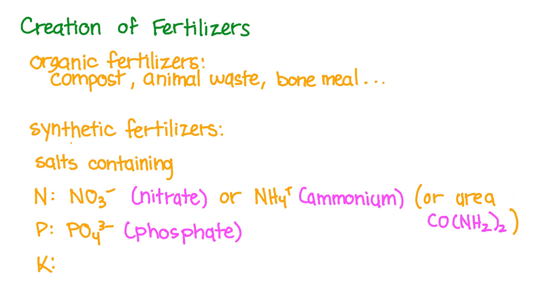Phosphorus-containing fertilizers are often made with salts that contain the phosphate ion. And potassium-containing fertilizers are made of any potassium-containing salt. So now let's talk about how we would make fertilizers that contain these elements, starting with nitrogen.